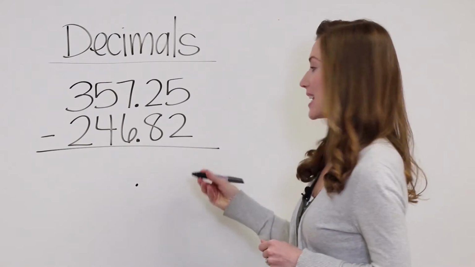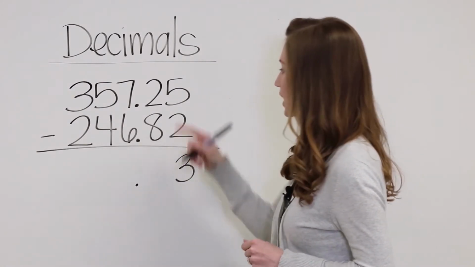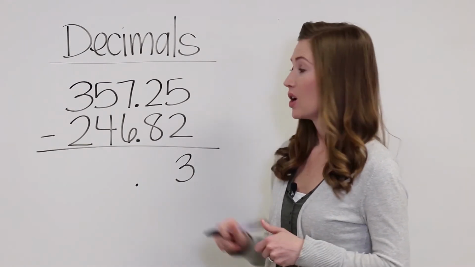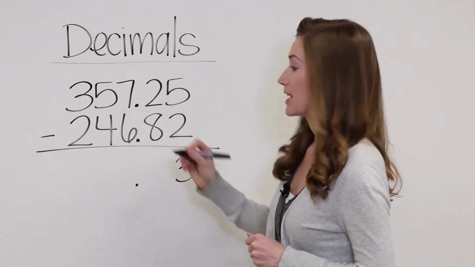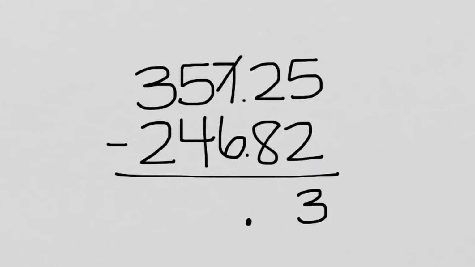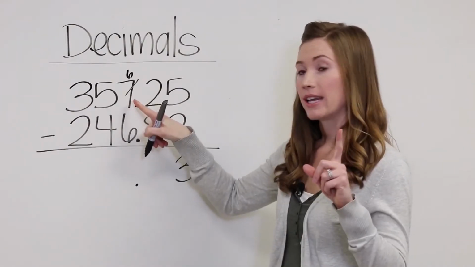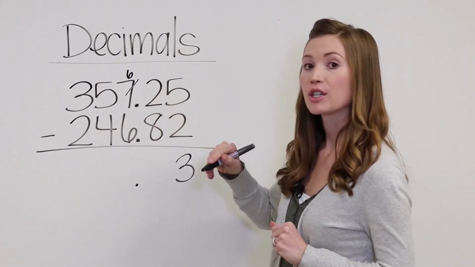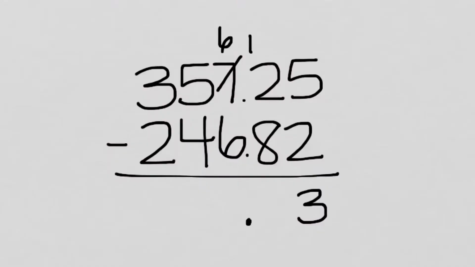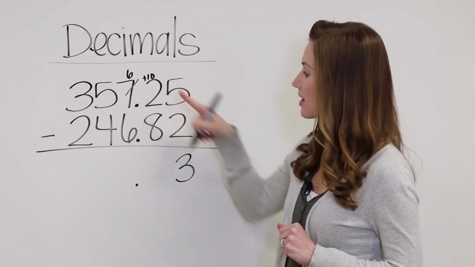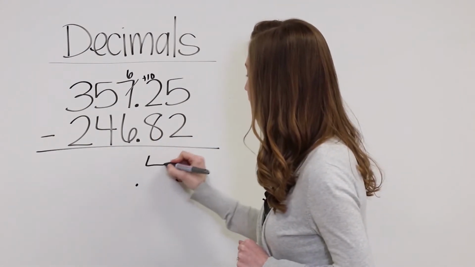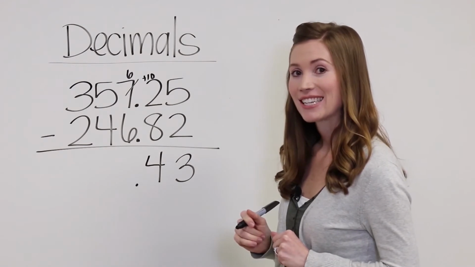5 minus 2 is 3. 2 minus 8. Uh-oh, we don't have enough. We're going to have to borrow from the ones place. Our 7 will become a 6. We're borrowing 1, but that's equivalent to 10 tenths. So we're going to bring 10 over to our tenths place. Now we have 10 plus 2, so we have 12 tenths minus 8 tenths, which is 4 tenths. And we'll continue subtracting as usual.